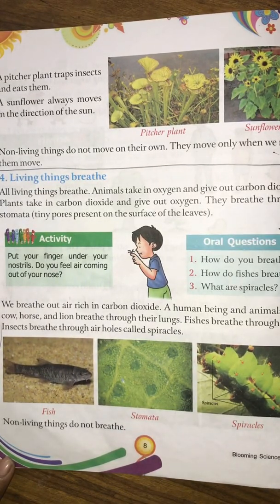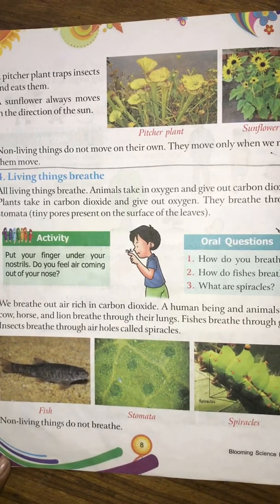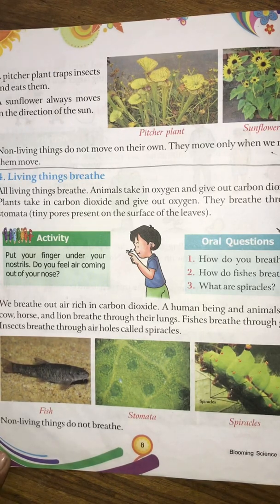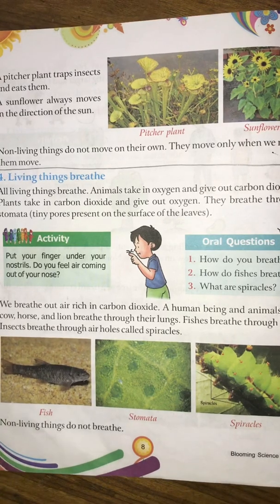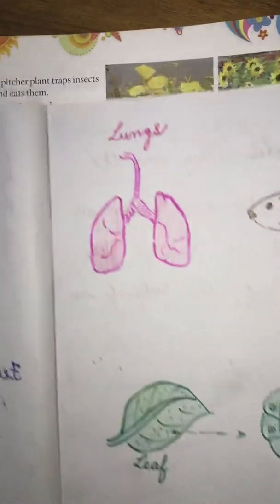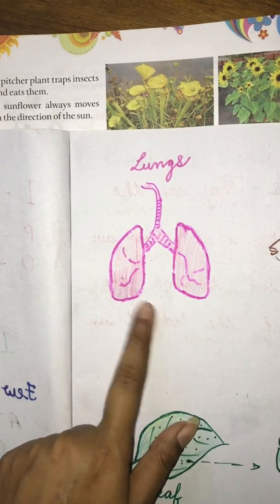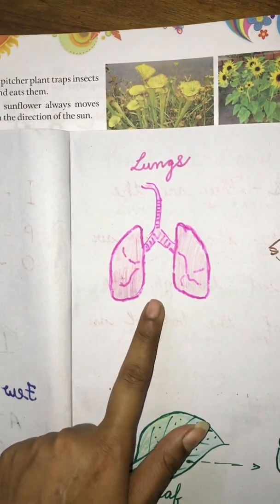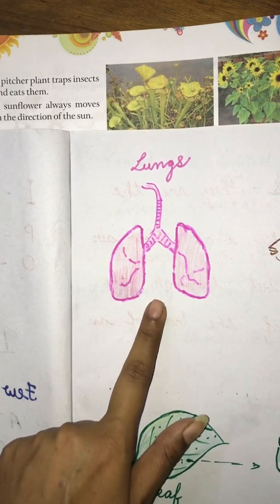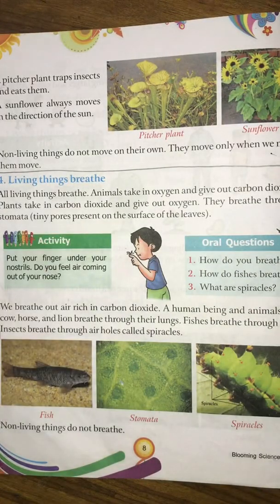And animals and human beings, we breathe in oxygen and we give out carbon dioxide. And we animals and human beings, we breathe through our lungs. This is a picture of lungs. Lungs are internal organs. They are found inside our body. We breathe through our lungs. We breathe in oxygen and we give out carbon dioxide.